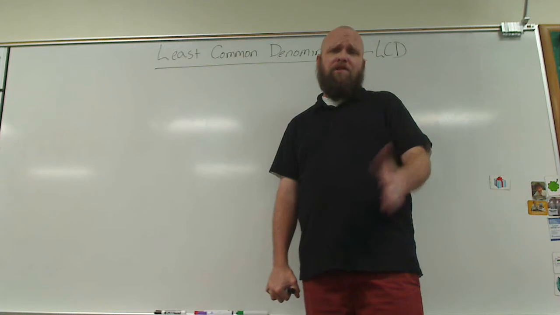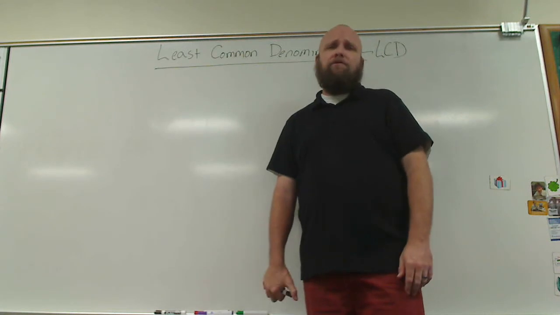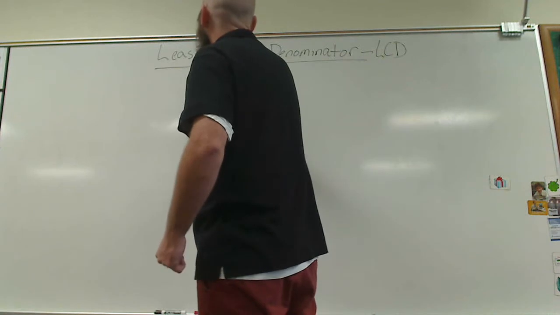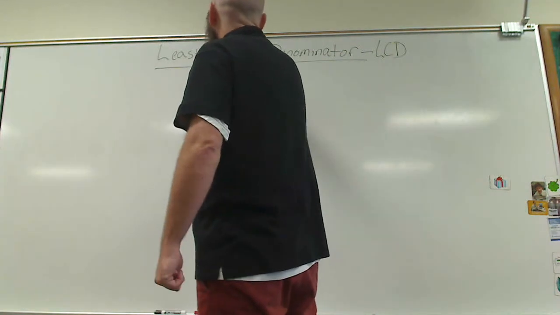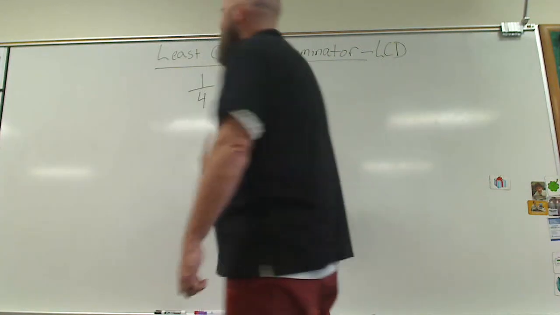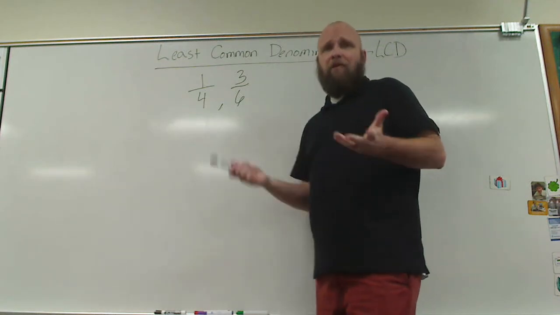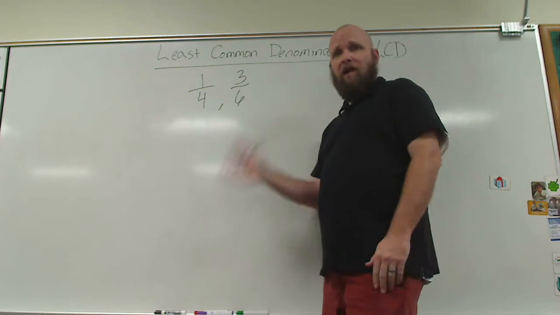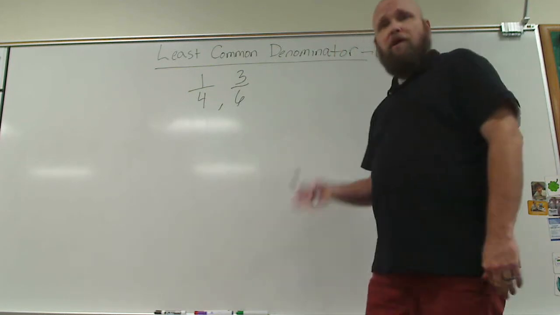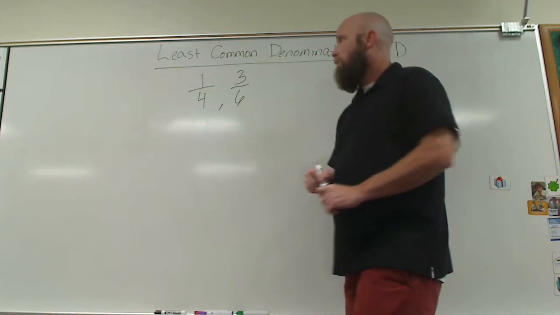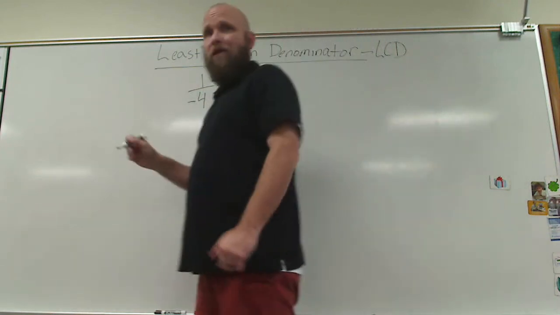So let's first just find common denominators. I'm going to take two fractions, the fractions 1/4 and 3/6, and I'm going to find the least common denominator of those two fractions. So first, what I do is identify my denominators. My denominators are the numbers on the bottom.